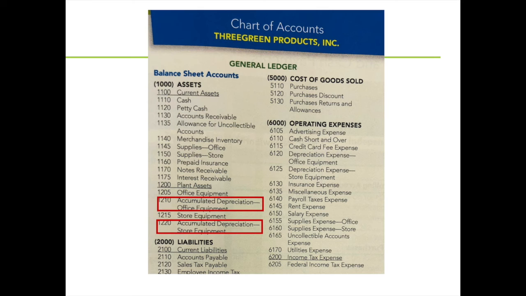If you look at it, our plant assets are assets with a debit balance, so the contra accounts, accumulated depreciation, office equipment, and store equipment, would therefore have credit balances because they are contra plant assets. We also have some new accounts in our expenses. We have depreciation expense for the different types of equipment that we have. And again, these are used to record how much our equipment, or our plant assets, are decreasing over the fiscal period.